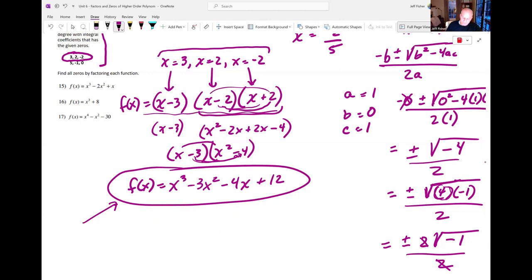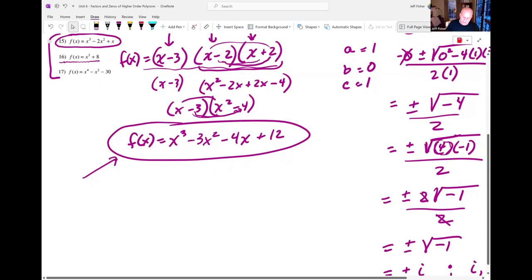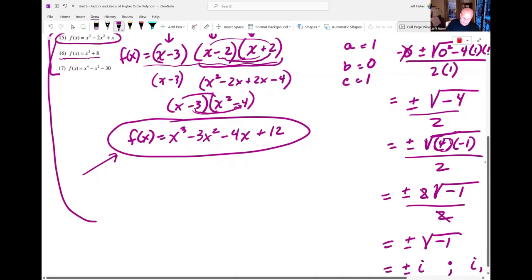Okay? And then it says find all zeros by factoring each function. I'm just going to do one of these because I want to make sure you understand that we can use polynomial long division to solve this. Well, actually, we don't have to in this one. This one's pretty complicated. This one is the sum of perfect cubes. So let's do 15. If we take 15 and say f of x, we're going to do this one down here.